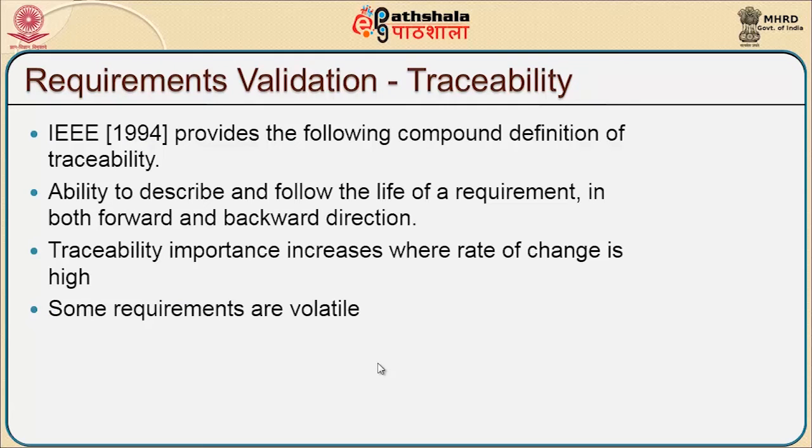Requirements validation requires utmost traceability. If you look at IEEE's 1994 document, it provides a complete definition of traceability: the ability to describe and follow the life of a requirement in both forward and backward directions. As I have already indicated, traceability should be forward as well as backward. Traceability is important, and its importance increases where the rate of change is high. Whenever there is a change of requirements that needs to be adopted, traceability helps us a lot. Sometimes requirements are volatile.